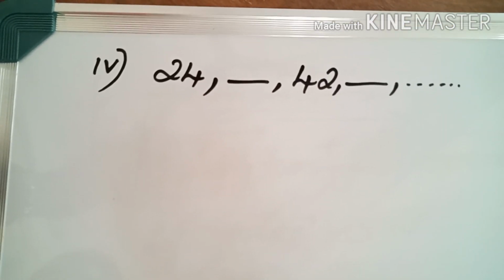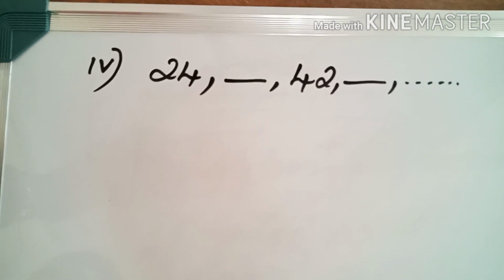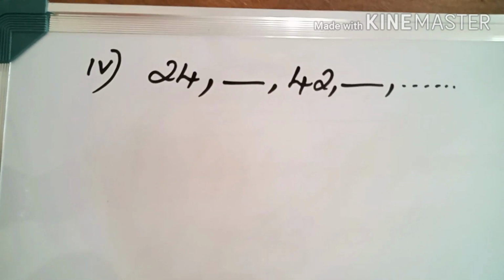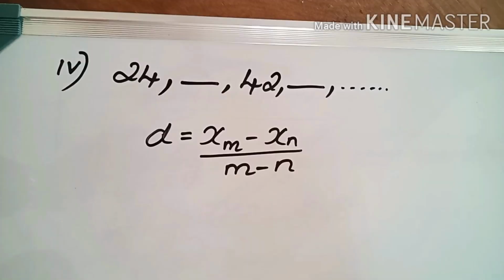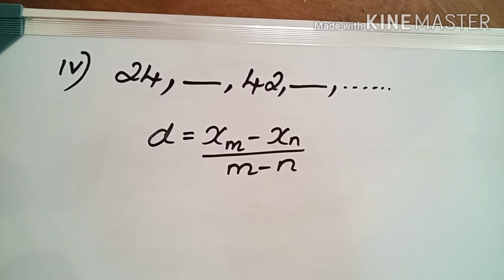Now I am going to do the fourth one. The fourth one is 24, then one missing number, then 42, then another missing number, etc. Here in this question, consecutive terms are not given. So in order to find the common difference, we have to use the equation d equal to xm minus xn by m minus n, because consecutive terms are not given. That's why we are using this equation.